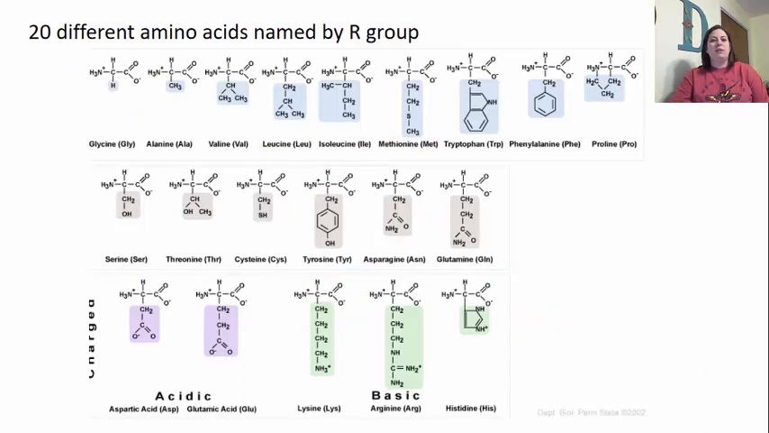It could be simple, like you see here with glycine, where it just has an H, but it can also be very complex, like you might see here with the glutamine or the tryptophan, where there's a more complex structure that makes up that R group. But this gives us our 20 different types of amino acids.